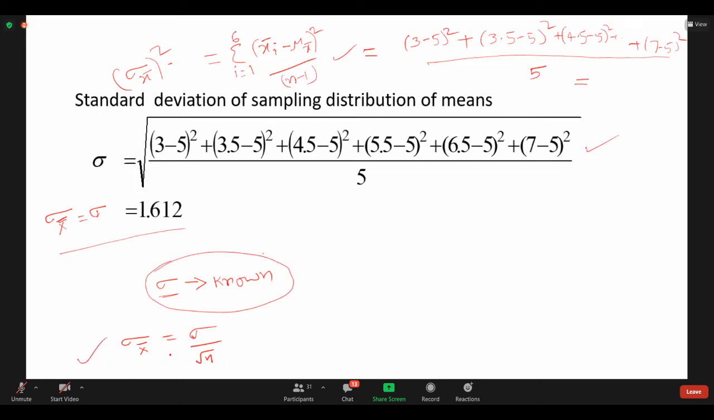Clear? This topic depends on formulas only. If you know the formulas, you can easily do the problems. Here we don't know the variance. For this one, sigma, the standard deviation of the population, we don't know. Directly we are finding that one by using the sample data. Is that not clear at this point?